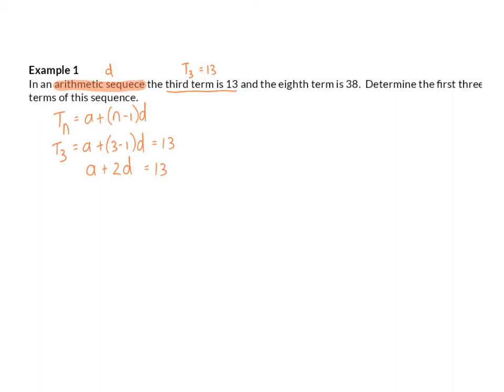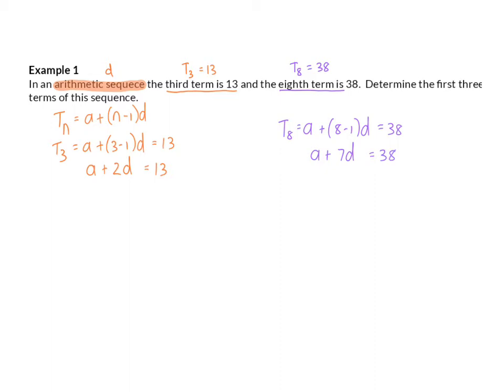If we now continue reading, they also say that the eighth term is 38. So once again, they are talking about the specific term number 8, and it has a value of 38. We are again going to substitute the information into the Tn formula, so term 8 will be a plus 8 minus 1 d, and we know the value is 38. So we have a plus 7d is equal to 38.